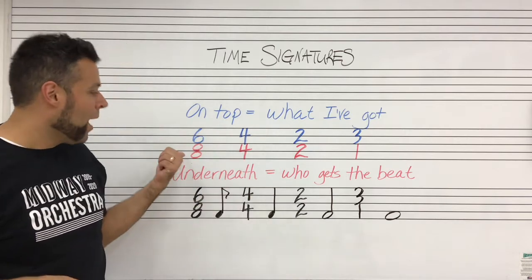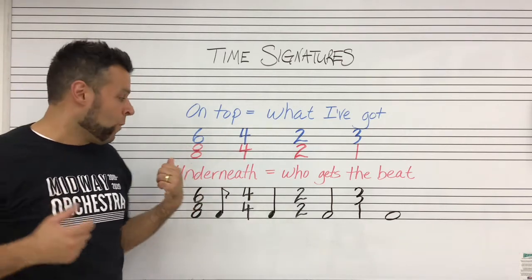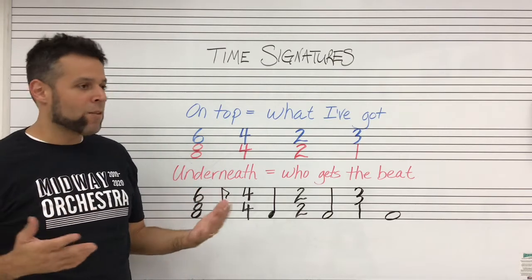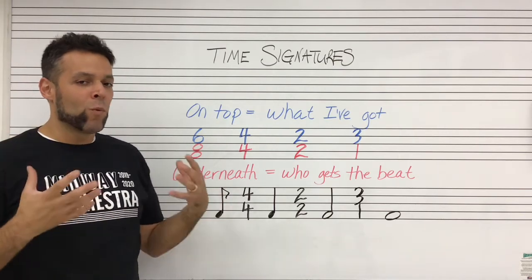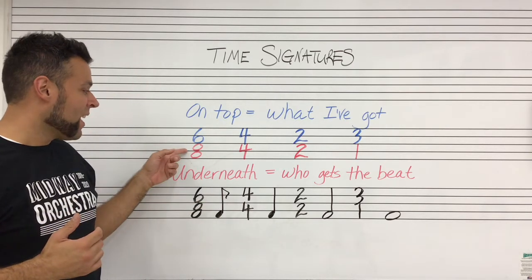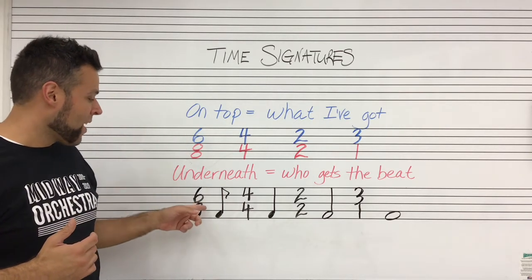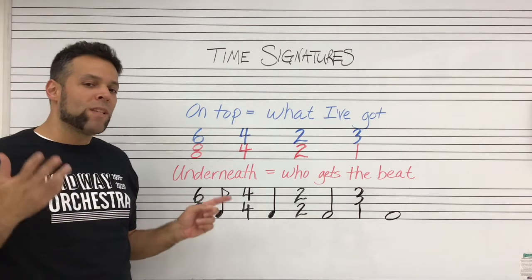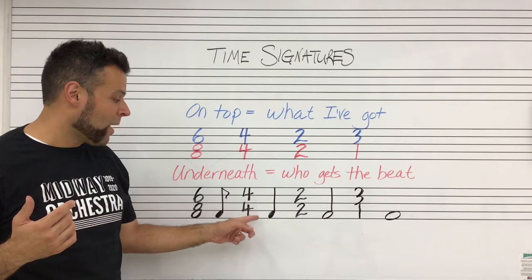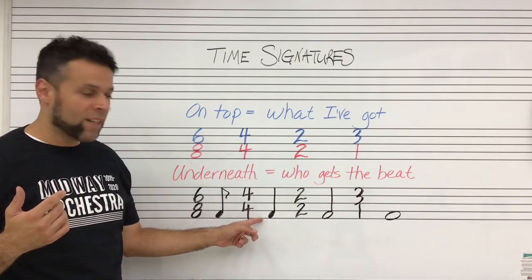Now, what about this bottom number right here? We have it in red. If it's underneath, it means it's who gets the beat, or which note we're going to count inside the measure. So if we're in 6/8 right here, we're going to come down here. That 8 means that the 8th note gets the beat. If we're in 4/4, that means the bottom 4 right here, the quarter note now gets the beat.